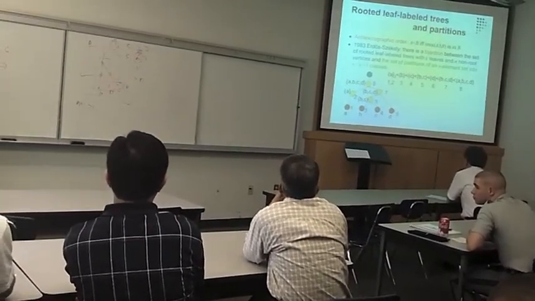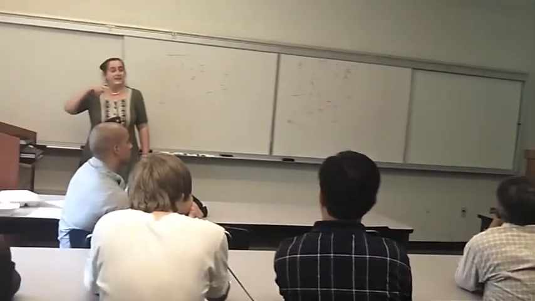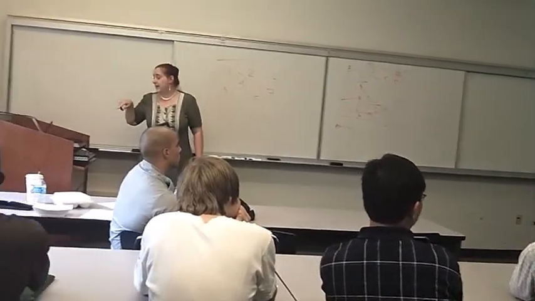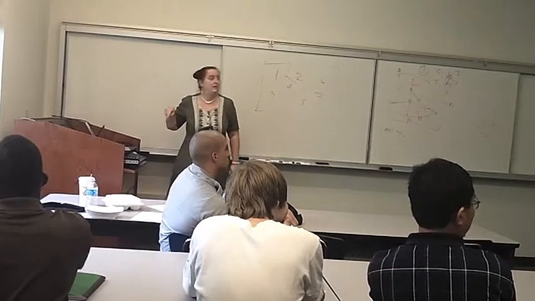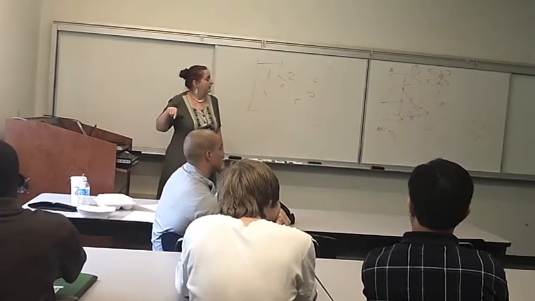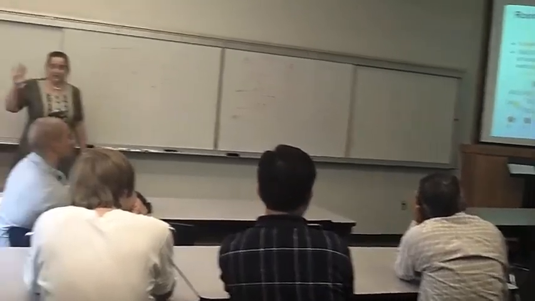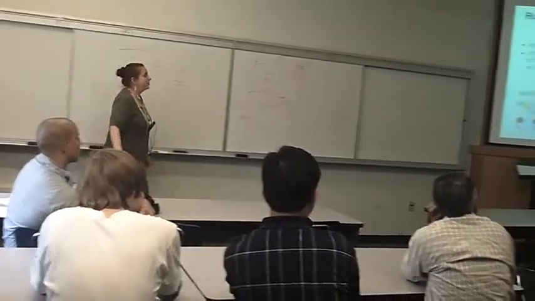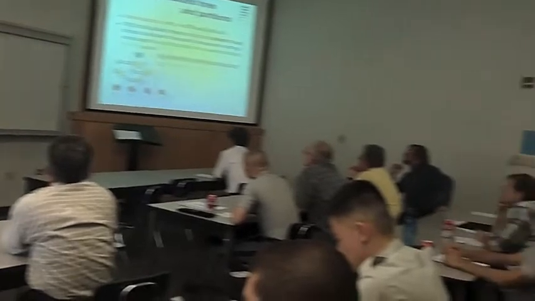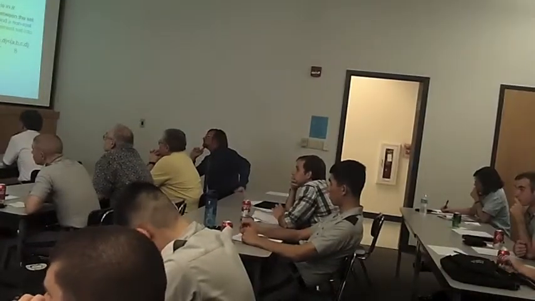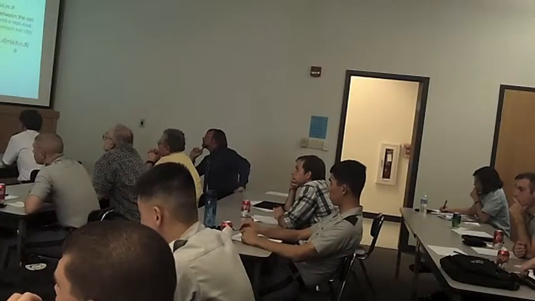What do I need? I need to partition the set 1 through 8 into n minus k plus 1. N was 8, k was 4. So n minus k plus 1 is 5 partitions. And this 5 actually corresponds to the non-leaf vertices, so nothing that has that sort of funny orange color. The blue one and the yellow ones.